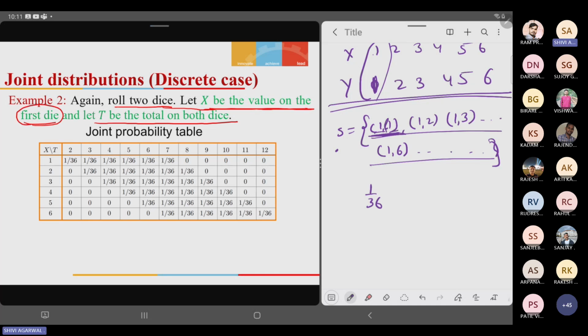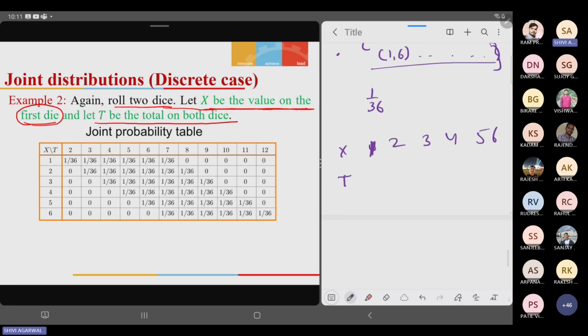Okay, so x be the value on the first die. This is the same, x can vary from 1, 2, 3, 4, 5, 6. But t is not like this. T is what? If x is equal to 1, then it will start from 2 and go up to 7, right? So t is starting from 2, 3, 4, 5, 6, 7, up to 7.